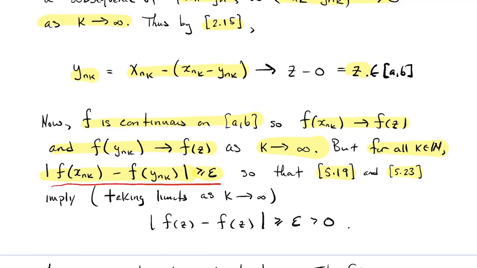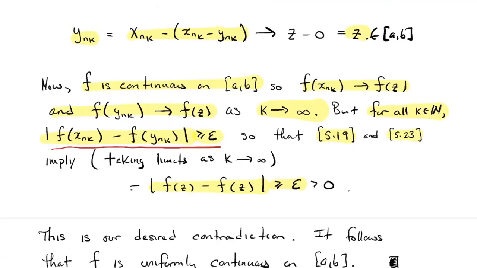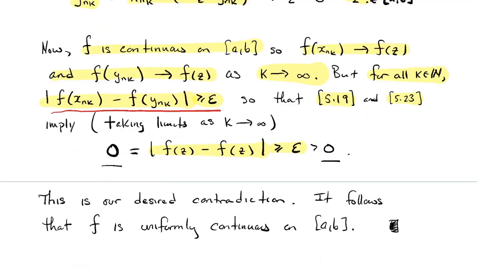So taking limits of what I underlined in red there, I get that the absolute value of f of z minus itself is greater than or equal to epsilon. Epsilon was a positive number. But that's our desired contradiction, because the absolute value of f of z minus itself is 0. So we've deduced that 0 is strictly bigger than 0. That's a contradiction. Where did the contradiction come about? It came about from us assuming that f wasn't uniformly continuous, so therefore f must be uniformly continuous.